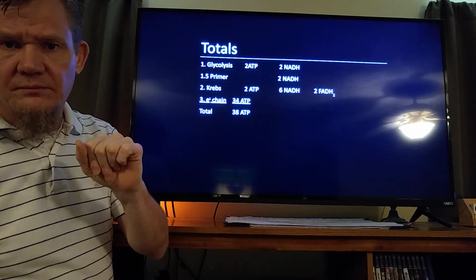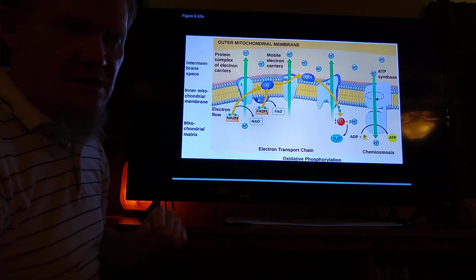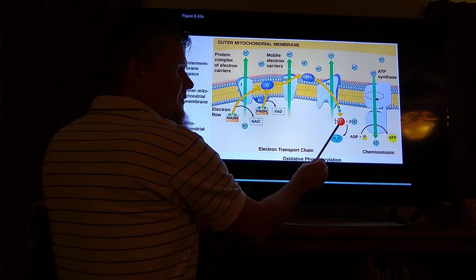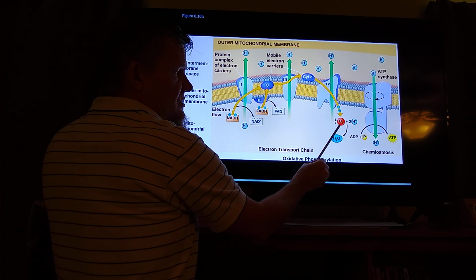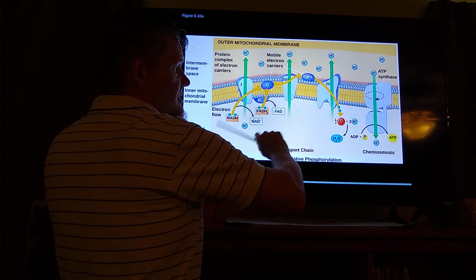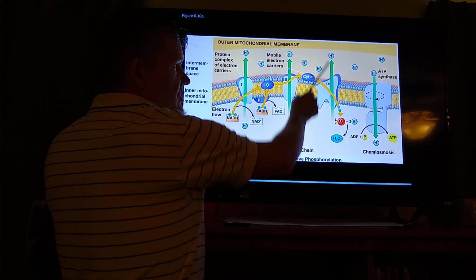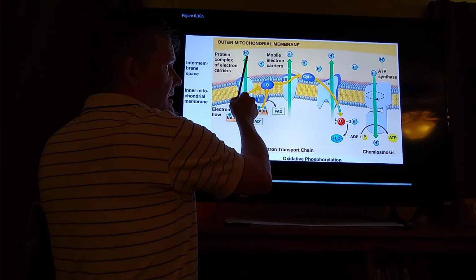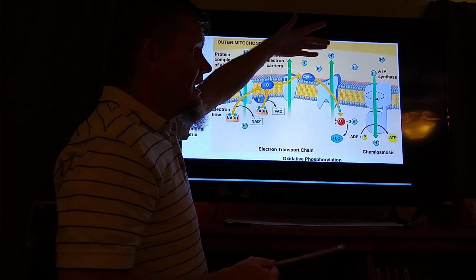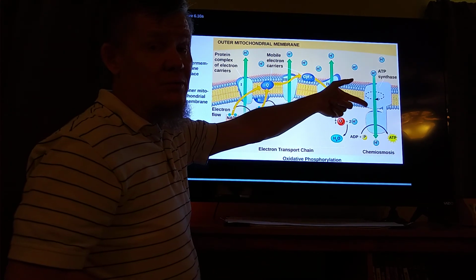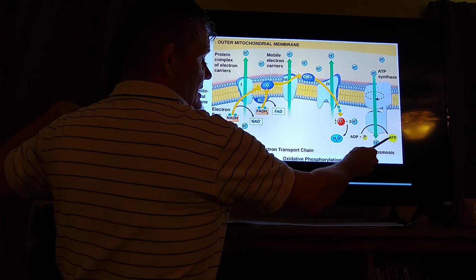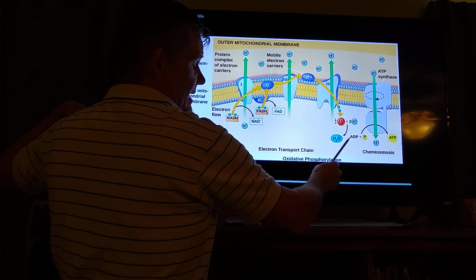Don't forget, what was the molecule that took those electrons away? The molecule that took those electrons away was oxygen. If oxygen isn't here, then this process stops. So if there's no oxygen, I don't shove hydrogen ions into the space. If I don't shove hydrogen ions into the space, then they don't want to get out. And if they don't want to get out, they don't push their way through the revolving door. And if they don't push their way through the revolving door, I don't make ATP. I don't shove phosphate onto ADP.